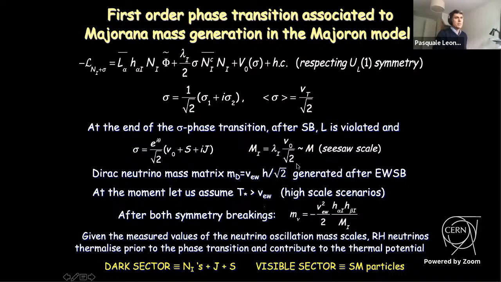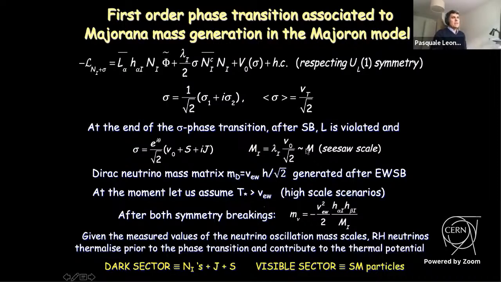You can expand the complex scalar field about the VEV, and the right-handed neutrinos will acquire a Majorana mass. I will consider a common Majorana mass that, if they are degenerate, is the common Majorana mass, or if they are very hierarchical, we will see it will coincide essentially with the heaviest right-handed neutrino. So this is what I will refer to as the seesaw scale.